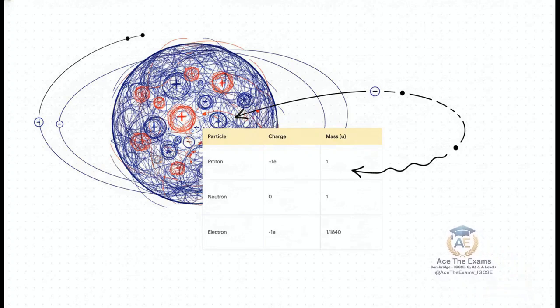If a question asks you to compare the mass distribution of an atom, do not be like Sam and just say electrons are light. Use the data. State that the nucleus contains virtually all the mass of the atom, despite taking up almost none of the actual volume. That level of precision is what separates an A from an A star.